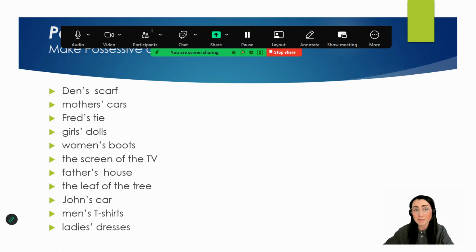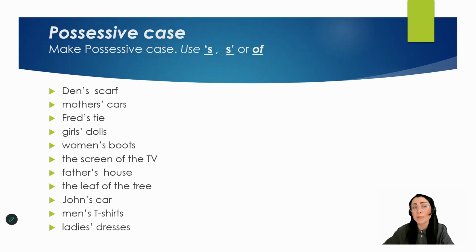The answer is next. We use apostrophe s not only with singular nouns, but with irregular plurals as well. Do you remember what is irregular plural? Man, men, woman, women, child, children, foot, feet, mouse, mice, tooth, teeth, and so on. With these nouns, we use apostrophe s, the same as for singular nouns.